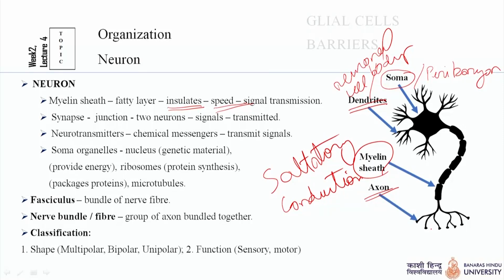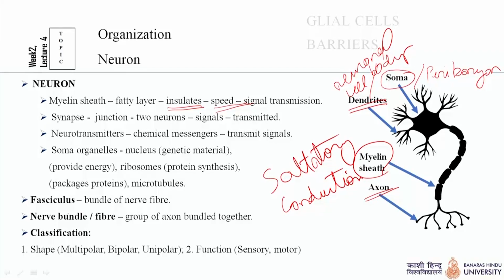Then next is the organelles. Like other cells, neurons also have all the cell organelles except centrioles. Due to that reason, the neurons are not able to multiply. That is why it is very important to take care of your neurons, because once they get damaged, it will be very difficult for regeneration to take place because they lack centrioles.